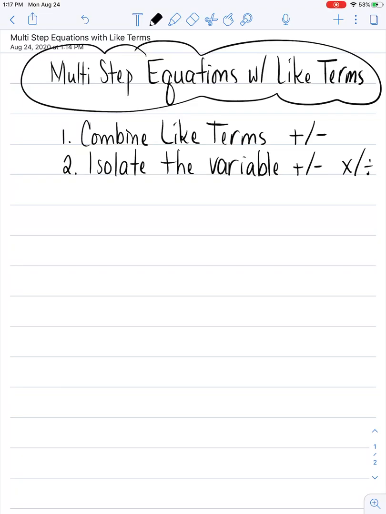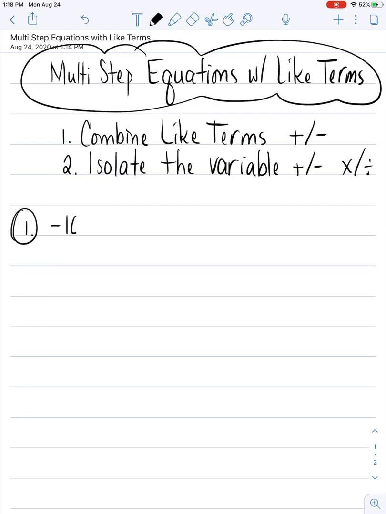Hey guys, so today we're going to take a look at multi-step equations with like terms. You'll remember in the last video we isolated the variable to solve equations, either by adding or subtracting or multiplying or dividing. This time we have another step to take a look at. First, we're going to combine like terms on each side, and then we'll isolate the variable. So let's take a look at a few examples.